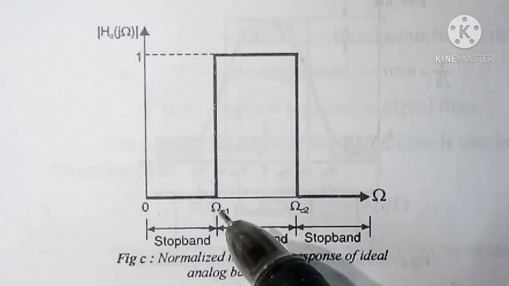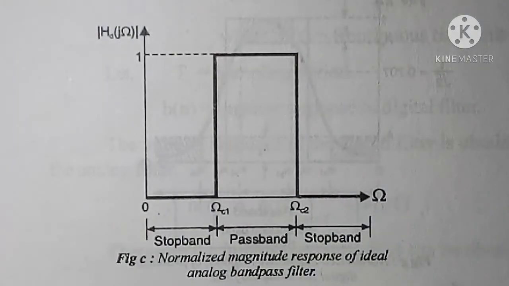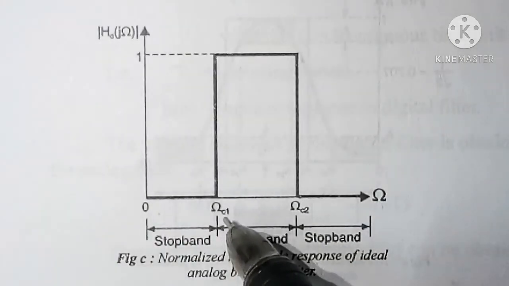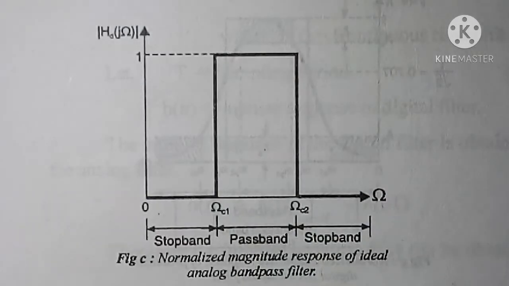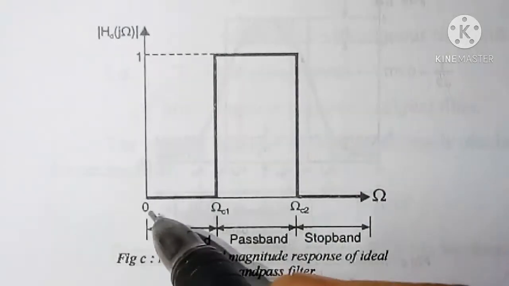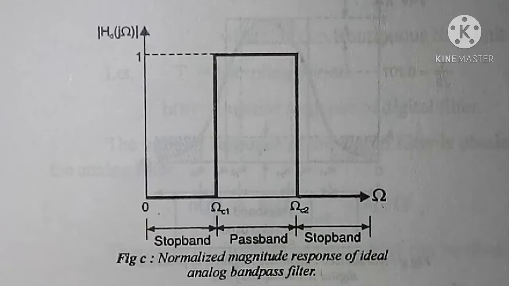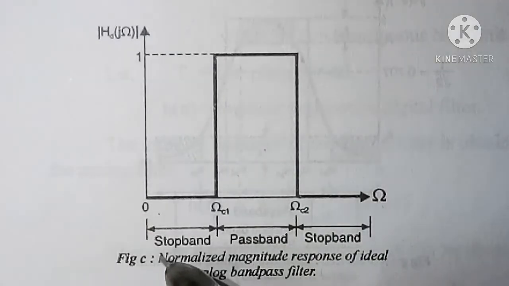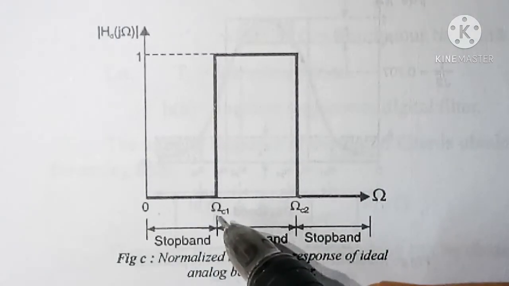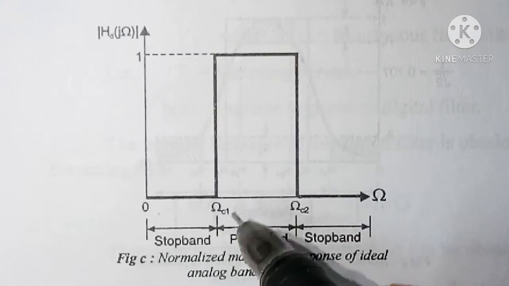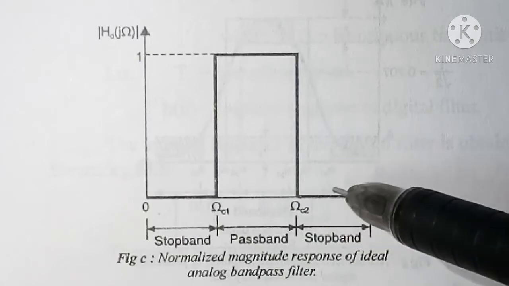and the components of input signal which are having frequencies from 0 to omega c1 and omega c2 to infinity are not allowed to pass through the filter. Therefore, the magnitude for these frequency ranges are equal to 0. Here you can see stop band from 0 frequency to lower cutoff frequency. Here omega c1 is called lower cutoff frequency and omega c2 is called higher cutoff frequency.